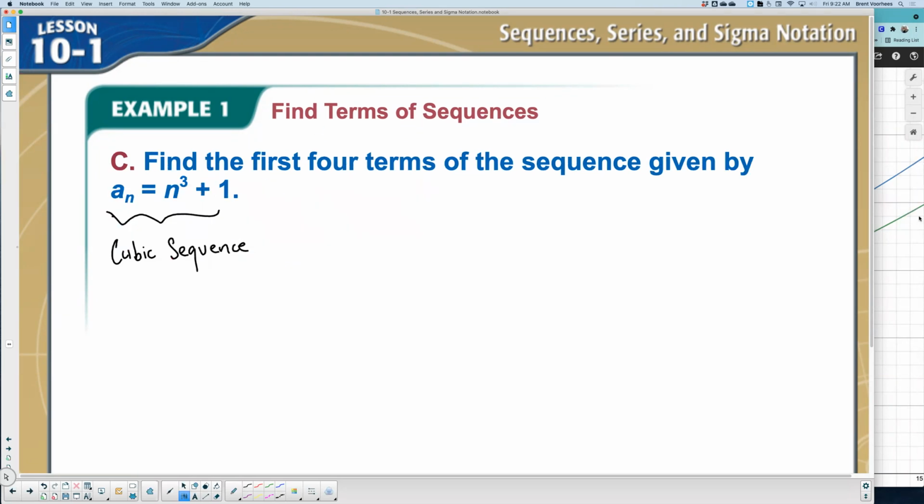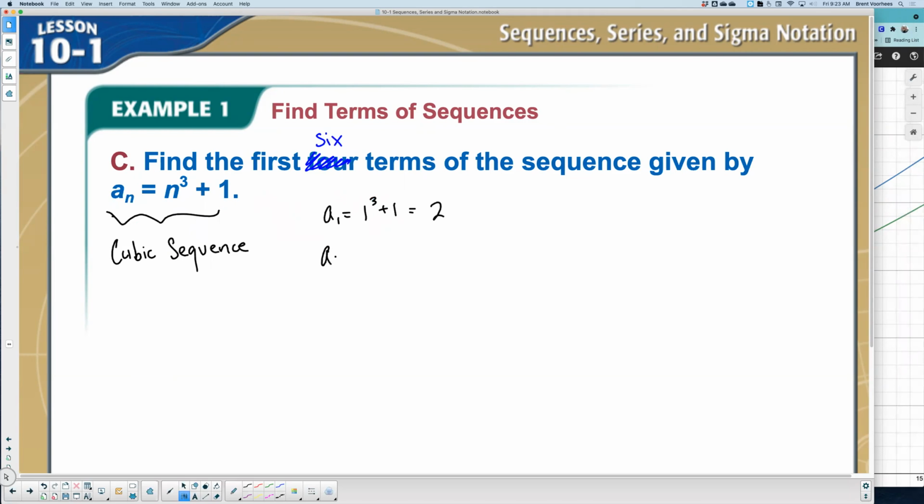That's what's going to happen this time. When I find the first 4, and I'll actually make this, let's scratch this, let's make it the first 6 terms, so I can show you that a cubic will be third level. So the first term, what would A1 equal? If we plugged in a 1 for n, A1 would equal 1 cubed plus 1. What's 1 times 1 times 1? 1 plus 1 more? 2.